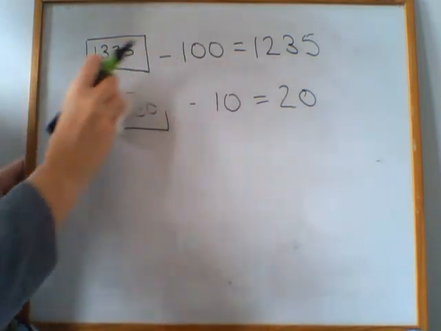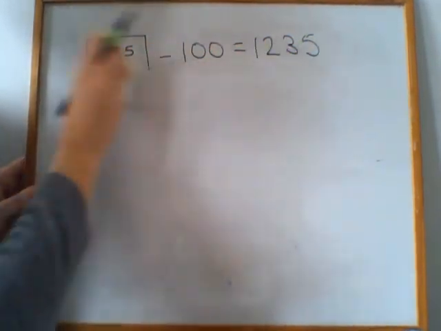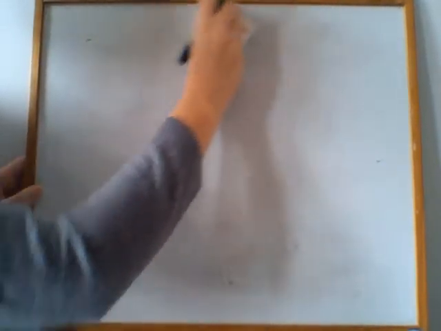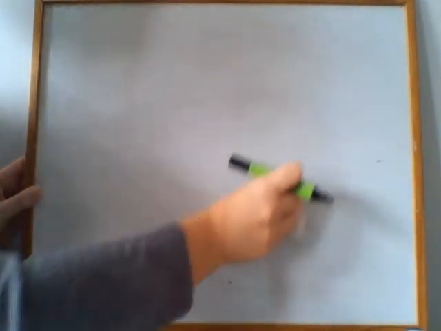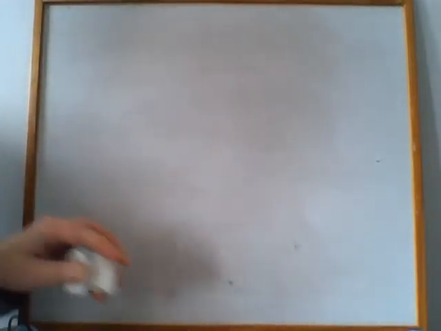Sometimes I say that to the children in my class when there's big numbers to help them understand it. Just use smaller numbers so you can get into your head what the question is actually asking you. Okay, so the answer to that was 1,335 because 1,335 take away 100 is the same as 1,235.